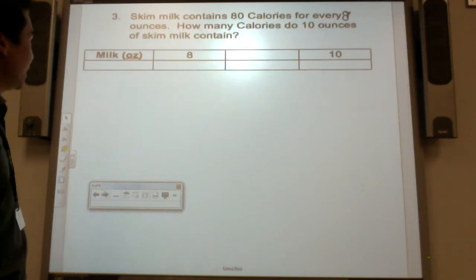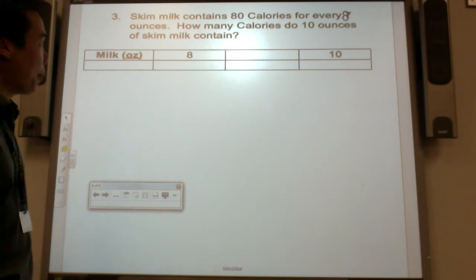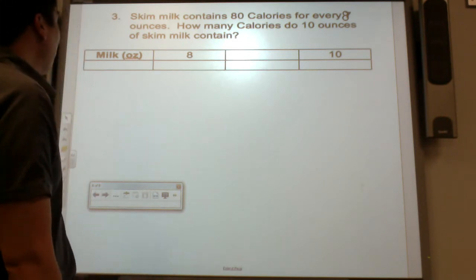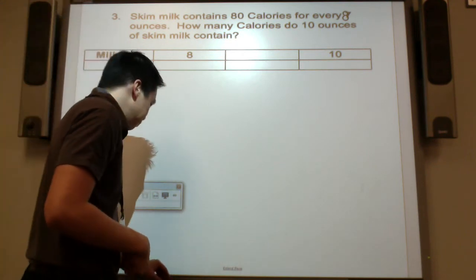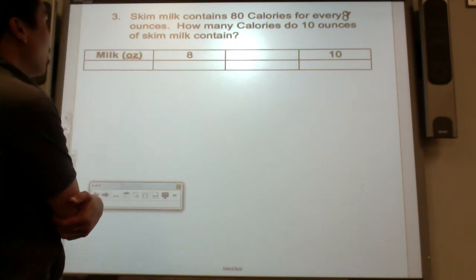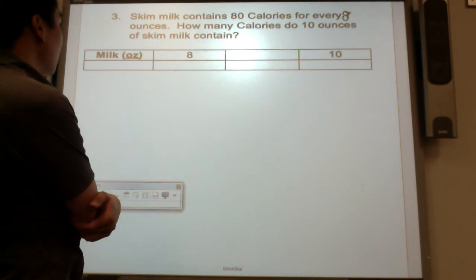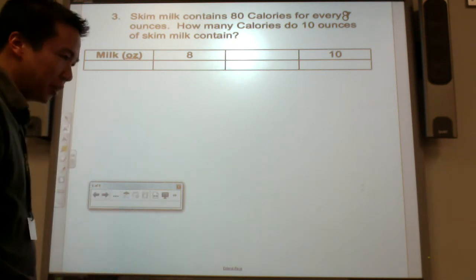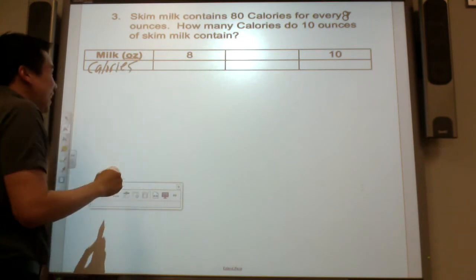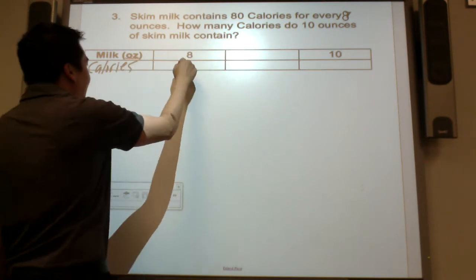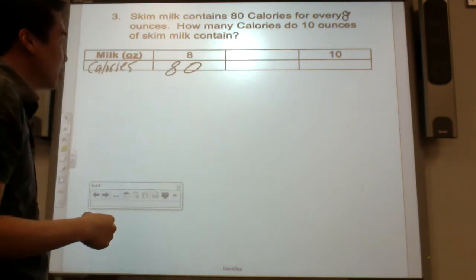All right, number 3. Skim milk contains 80 calories for every 8 ounces. How many calories do 10 ounces of skim milk contain? So you have 8 ounces of milk. I did not label this. All right, this is about calories. So the whole question is about ounces and calories. 8 ounces has 80 calories.